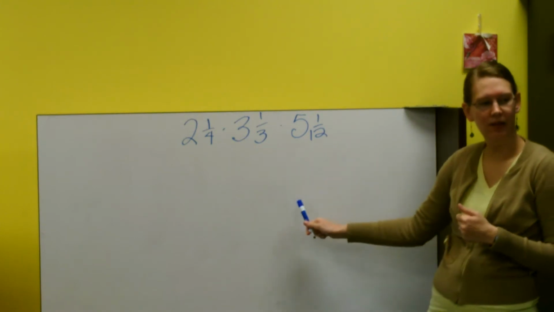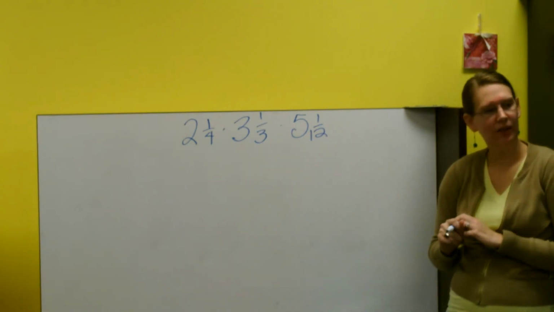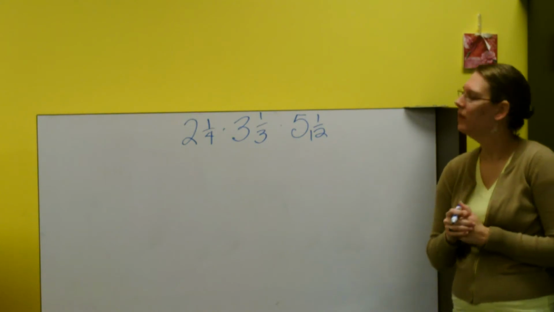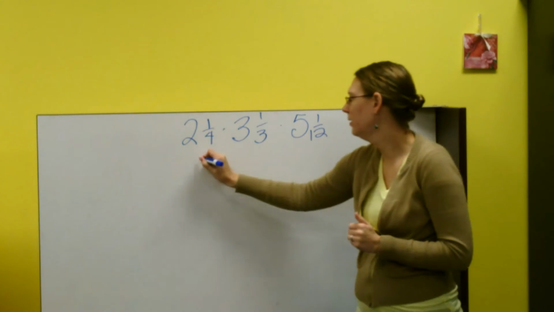Eyes up here, please. I know how to do it. You have to be able to see what you're doing. So what is it? It's up here, though. 9. 9/4. Good.